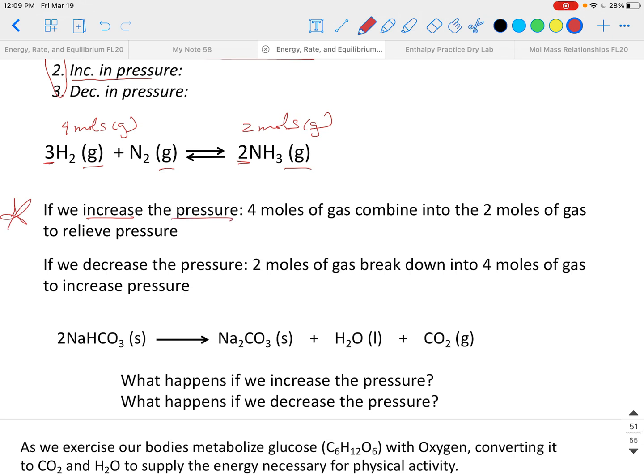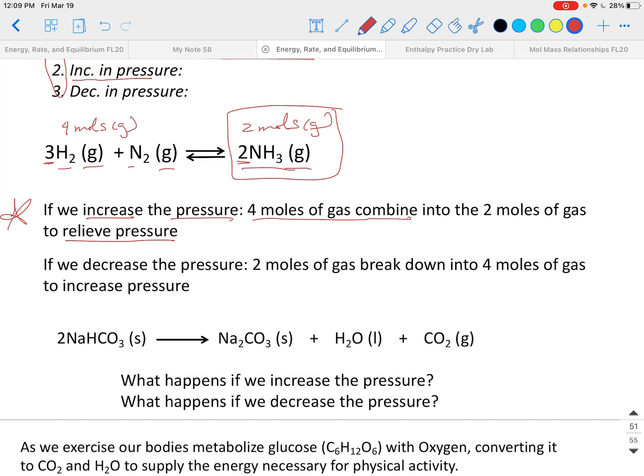Scenario where we increase. If we increase the pressure, the 4 moles of gas will combine, so we're going to make our reactants react, and you're going to form product. We're going to shift to the side with fewer moles of gas to relieve the increase in pressure. We increased pressure. We added stress. So we're going to shift to the side with fewer moles of gas.